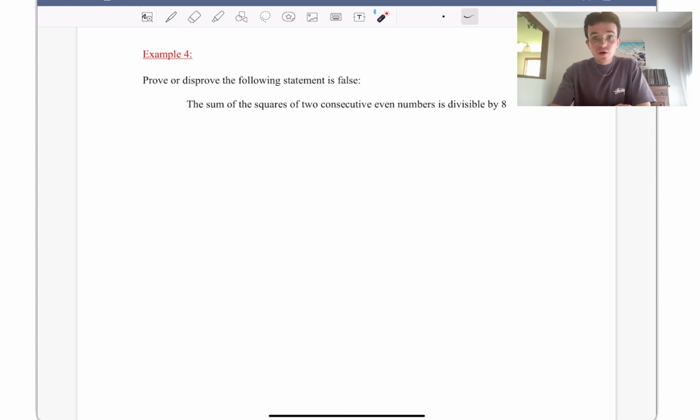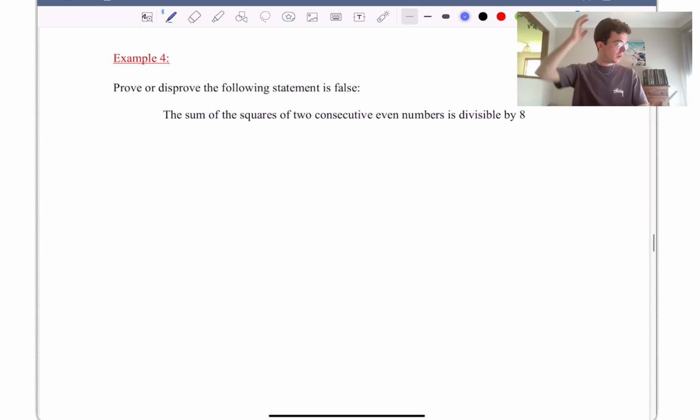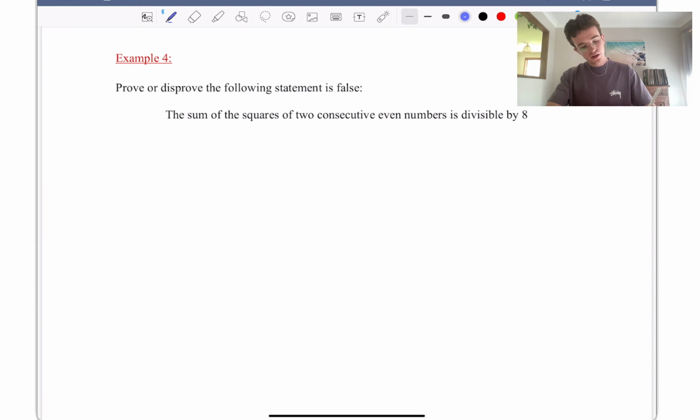We're going to prove or disprove that the statement is false. So we're going to prove or disprove that the sum of the squares of two consecutive even numbers is divisible by 8. So let the numbers, first of all, an even number be 2k, and the consecutive even number directly after it would have to be 2k plus 2. Okay, and that's for some integer k.